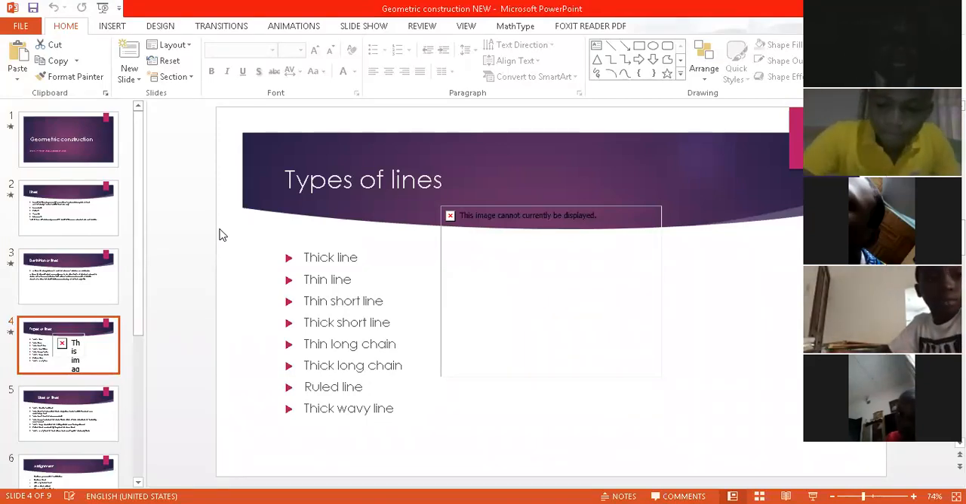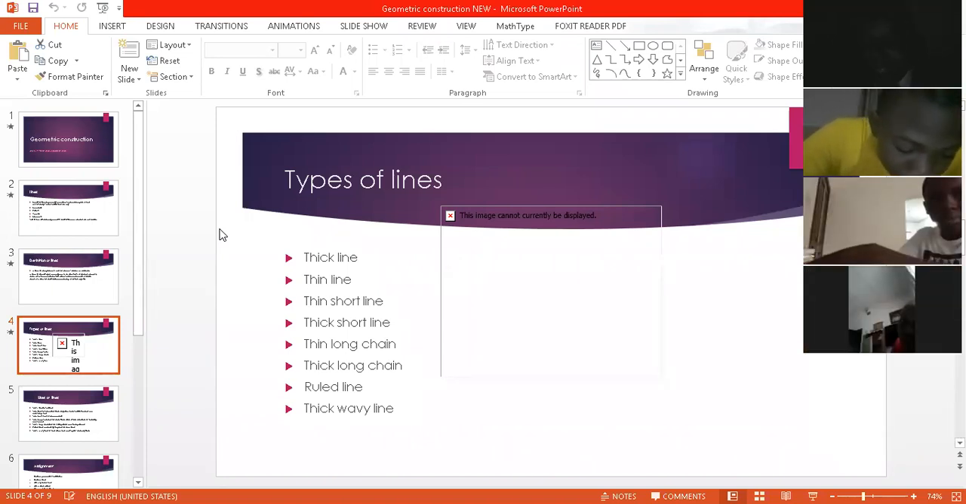Now, there's another one that we call thin short line. So this one, just draw a tiny line that is very short, give space, draw another one, give space and draw another one. That is thin short line. Make sure the pencil is as faint as possible. Just a faint line.